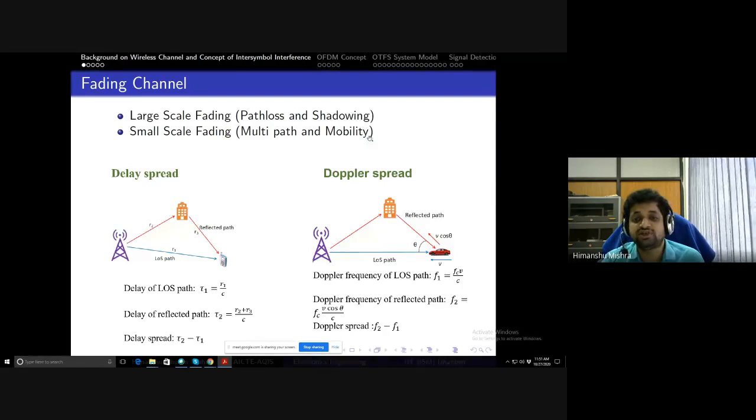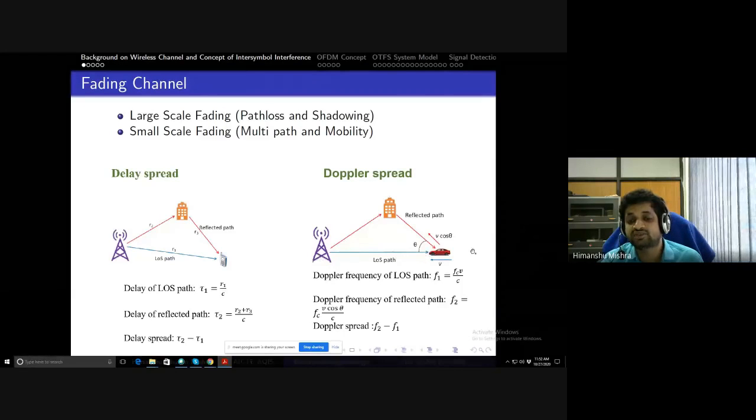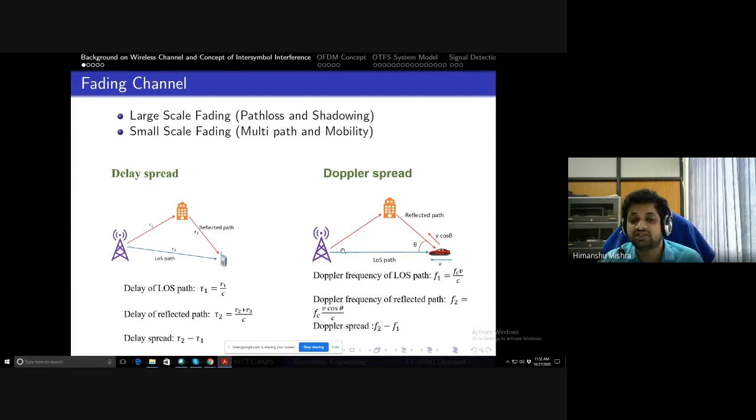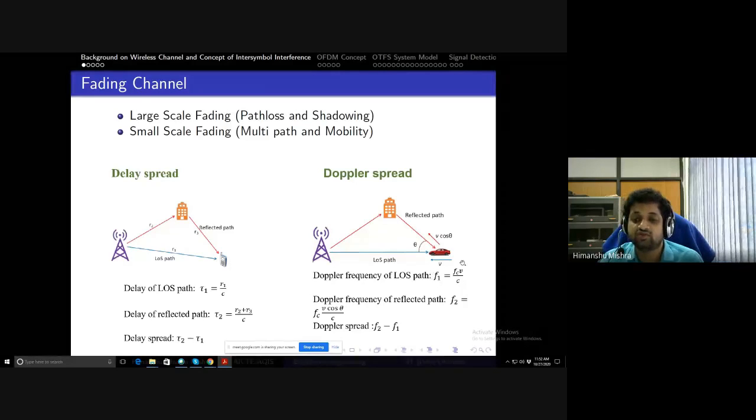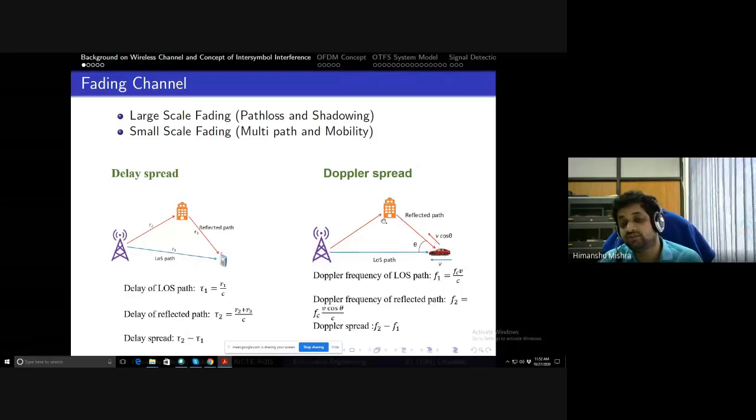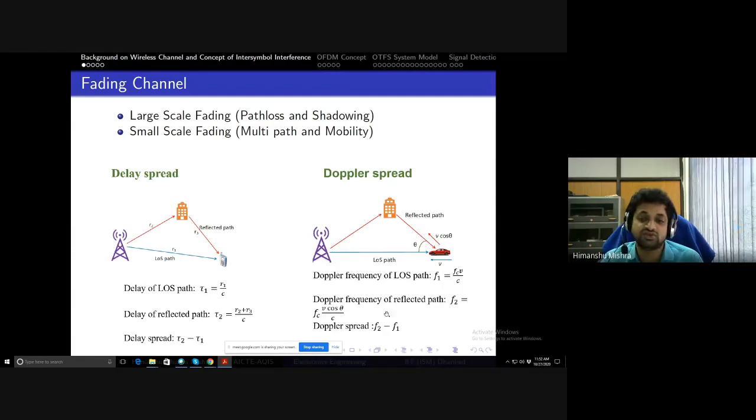Next is Doppler spread. Why does it occur? Due to mobility, when the user is moving with some velocity. Here you can see this user is moving towards this direction. The signal is received from this base station, one by line of sight and one by reflection. The reflected one has an angle of theta. Due to this movement, a Doppler frequency is created. This Doppler frequency depends on the carrier frequency, the velocity of the user and the light velocity. So this is frequency F1. Another frequency is due to the angle: the second signal is received with an angle of arrival theta, so it has another Doppler frequency. So what is the Doppler spread? The subtraction of these two frequencies, F2 minus F1.